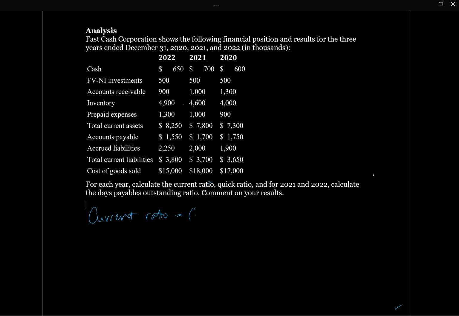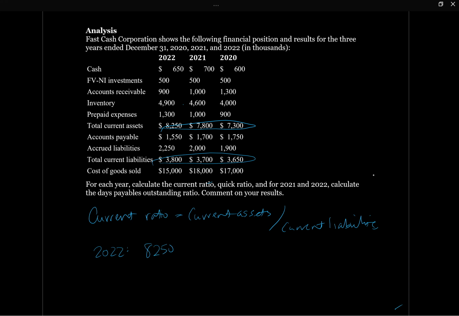And this is just going to be current assets divided by current liabilities. So for 2022, we're going to have this amount here, our current assets and our current liabilities, which are all summed for us. So we're going to have 8250 divided by 3,800, which is going to give us 2.17.